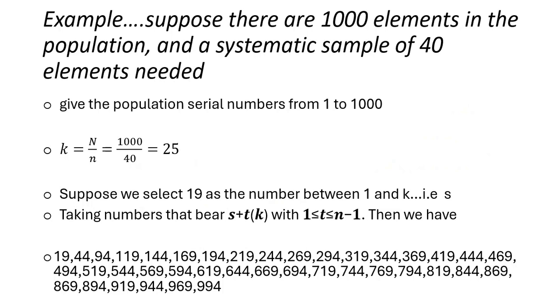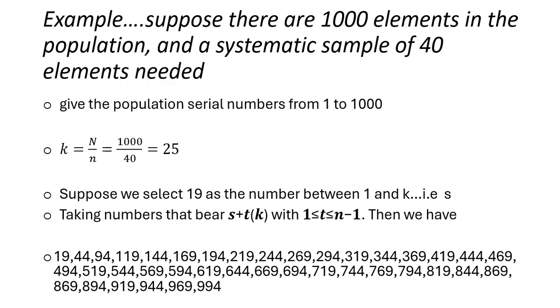Suppose there are 1000 elements in a population, and we require a systematic sample of 40 elements. Using the steps, we give the population serial numbers up to capital N, which is 1000, with our small n being 40. Then we use our equation to determine the interval: k = N / n = 1000 / 40, which is equal to 25.